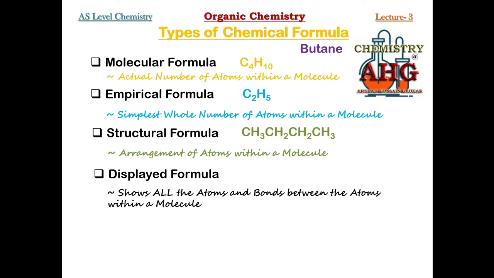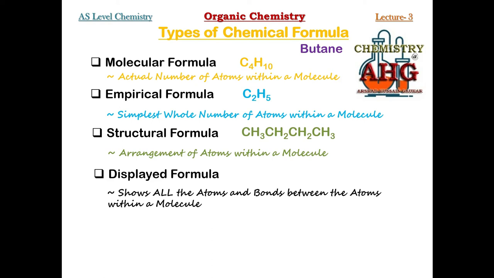So whether there is a single covalent bond or double covalent bond, those types of bonds must be shown correctly. Whenever we get to know the different types of atoms and how they have different types of covalent bond, whether single, double or triple covalent bond, then that formula is known as displayed formula. For example, look at butane.